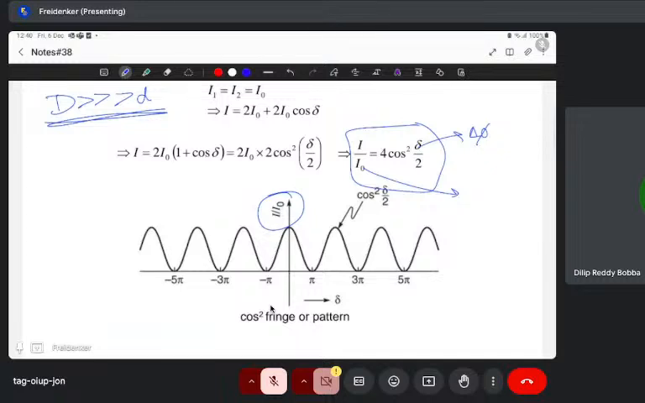If you want the original pattern, then I think you'll have to multiply everything with I naught. So it will look something like whatever is I naught value. It will go up a bit because it's just a ratio, right? Fine.